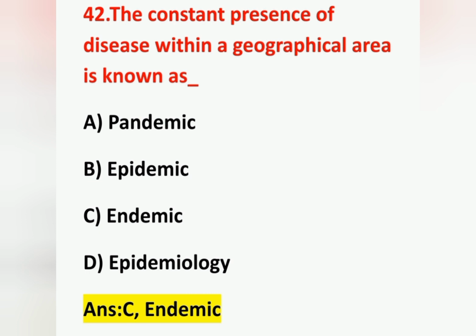First option pandemic is there. Pandemic means an epidemic that usually occurs in a particular continent or in the whole world is known as pandemic. Okay, second option is there epidemic. Epidemic means the communicable disease or the specific infection occurring in a particular community is known as epidemic.